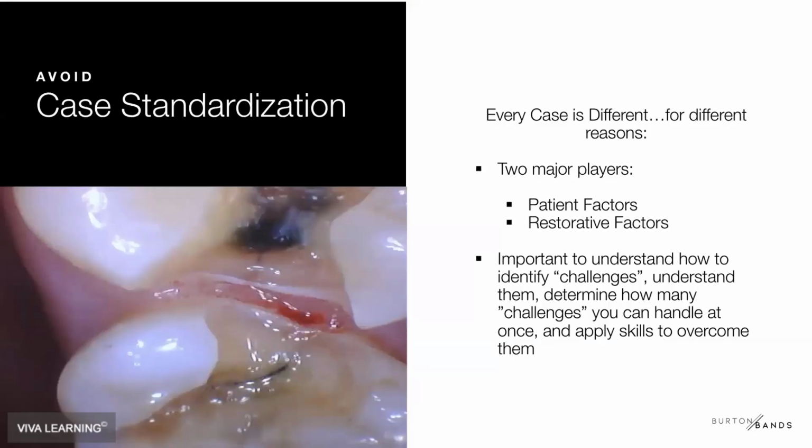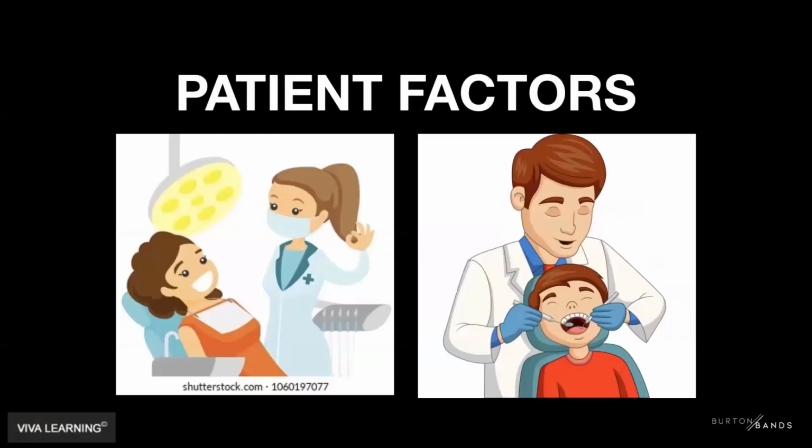One thing I've really found is that every case is different, and I try to treat every case differently, and every case is different for different reasons. There are 2 major players in this: one is the patient factor, and the other is the very broad category of restorative factor. Understanding and identifying what challenges lie in each of these categories, the patient and the restorative, and learning how to determine how many of them you can handle at once, is going to be important in getting consistent, predictable outcomes that you and the patient want.